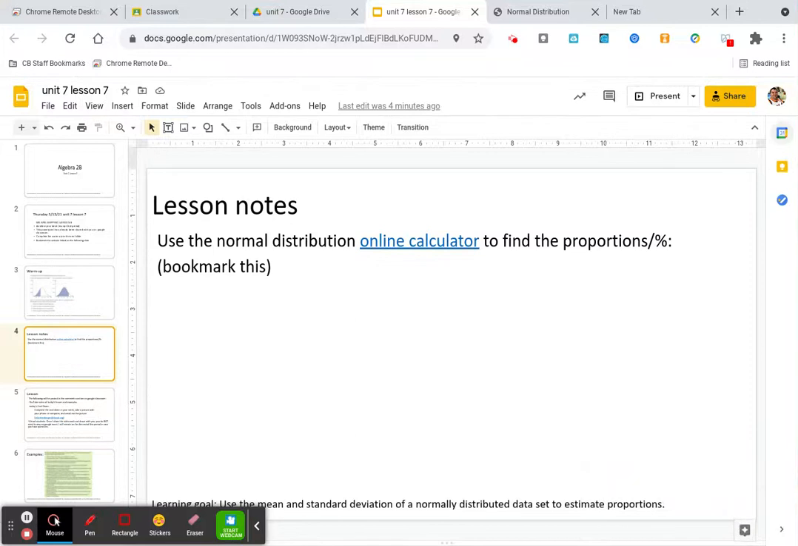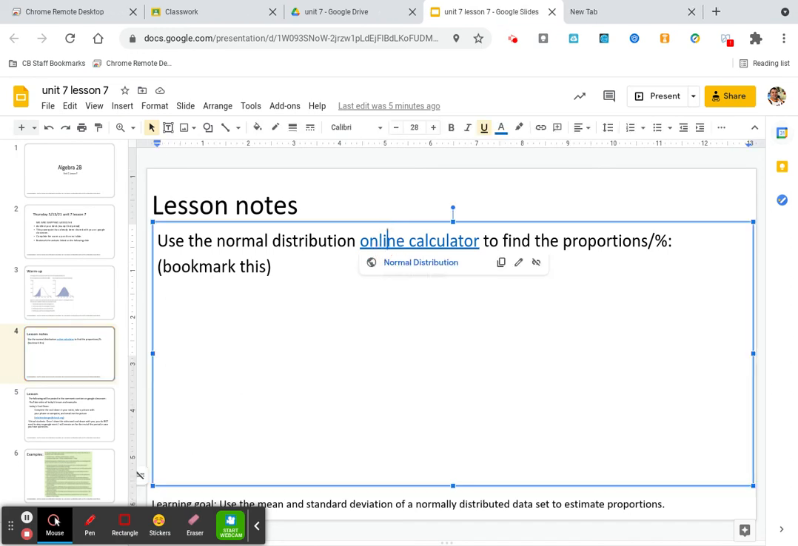All right, we are skipping ahead to lesson 7 of unit 7 today. We're going to talk more about the normal distribution, which we had started last week. Remember, that's the bell curve. Particularly, we're going to look at how to find different proportions or percentages or probabilities. So to do that, we're going to use this online calculator here.